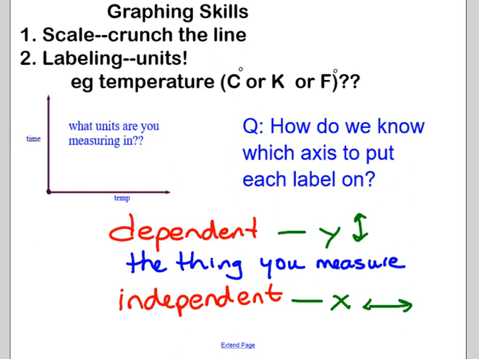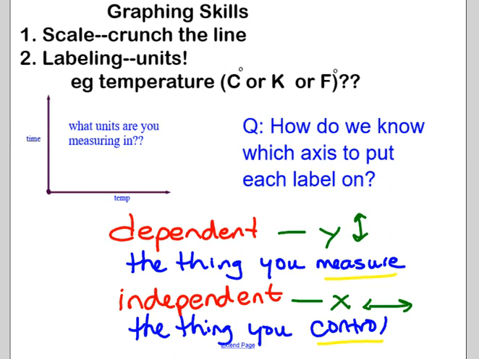Perhaps I'm doing a lab where I'm measuring how long it takes for the water to get to certain temperatures. So every 10 degrees, I take a time reading to see how long it took to get there. I'm measuring time, so it went on the y-axis. The independent variable then would be the thing that you control.